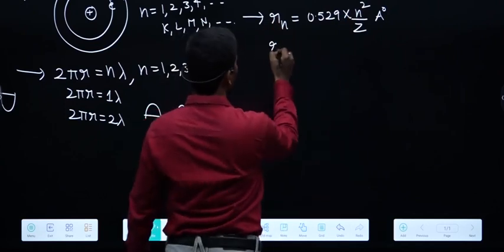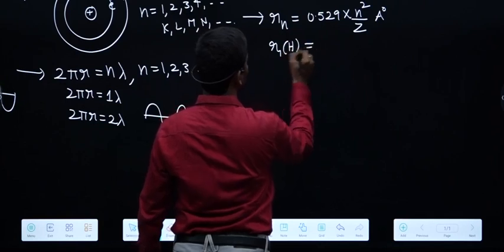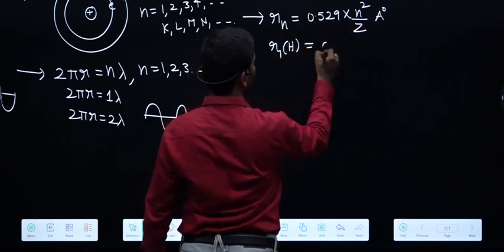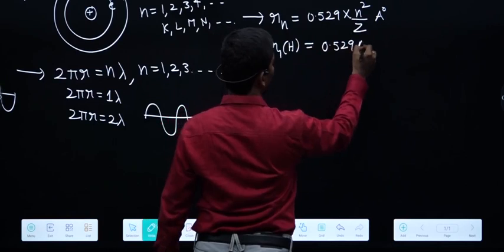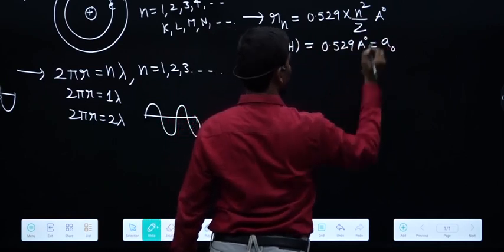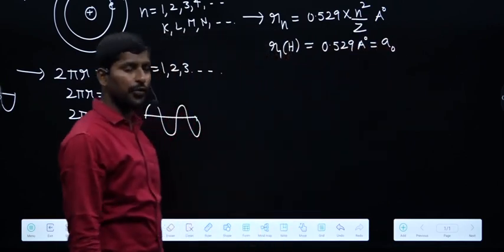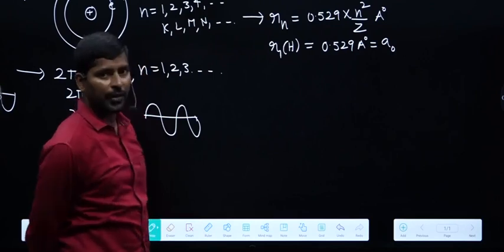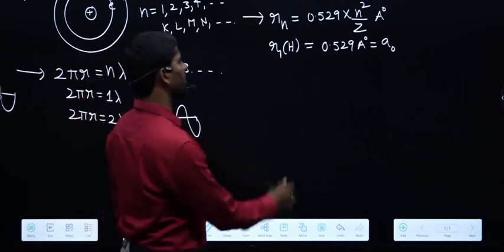If you calculate the radius of the first orbit of the hydrogen atom, we will get 0.529 angstroms. That is indicated as a naught, which is called Bohr's radius. 0.529 angstroms is called Bohr's radius.